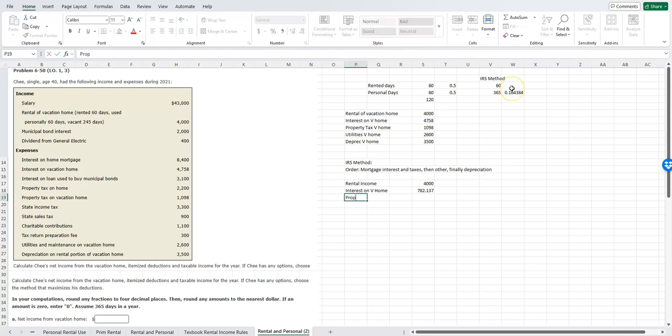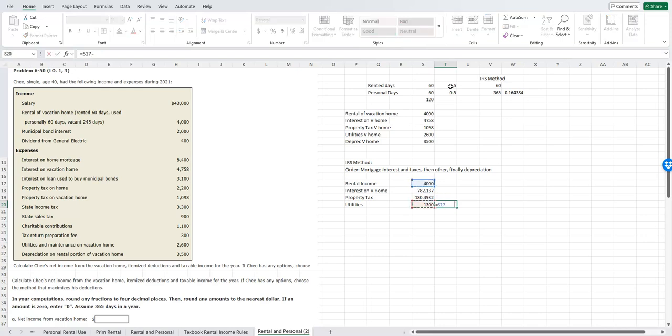Then I'm going to do the same thing for property tax using that IRS method. So that's going to be property tax times 60 over 365. And then moving into utilities, I'm going to use the regular method, which is the method for every court and IRS, which is going to be utilities times the 60 over 120. So that's 50%.